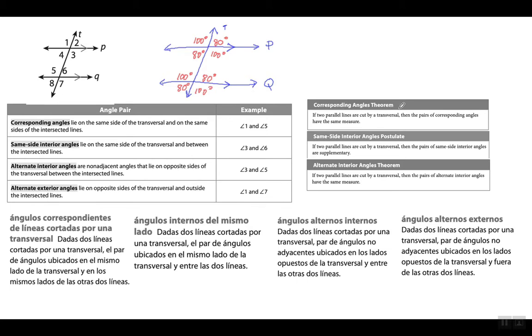The corresponding angles theorem. If two parallel lines are cut by a transversal, then the corresponding angles have the same measure. Alright? As we see examples, you'll see that it's very simple. It's not difficult, okay? Let me just translate that real quick in Spanish and then we'll move on to the next one.